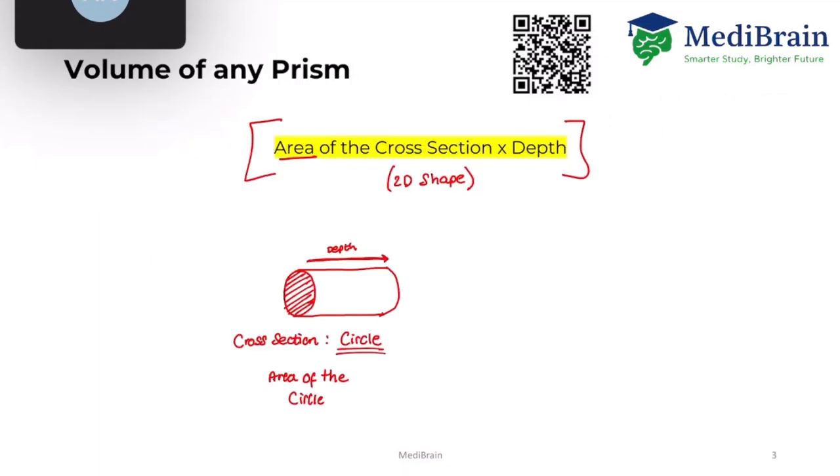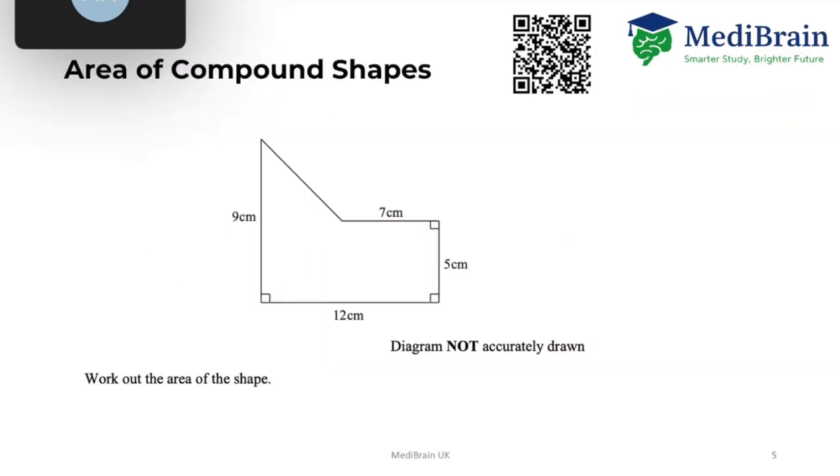Now, if we go back, why are we looking at these formulas? We're looking at these formulas because we need to work out the area of the cross section. And the cross section is always going to be some form of a 2D shape. Before we work out the volume of the 3D shape, we need to work out the area of the 2D shape and then multiply it by the depth. And this will make sense when we look at exam questions.